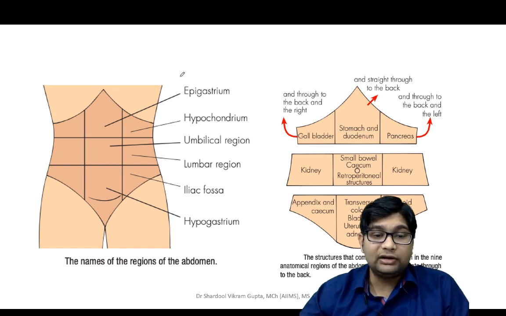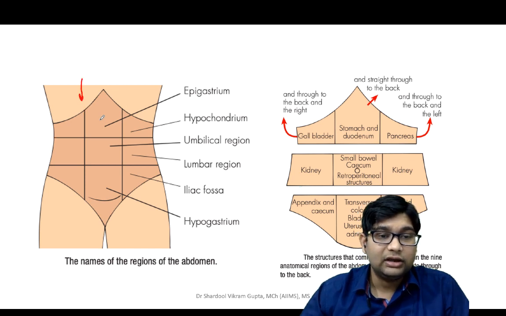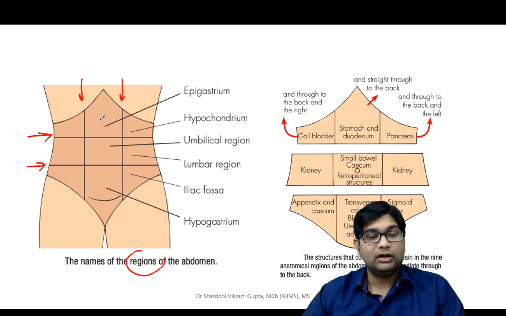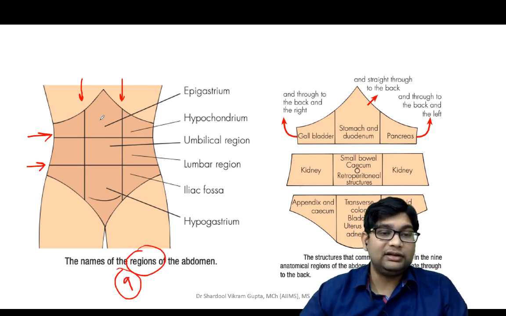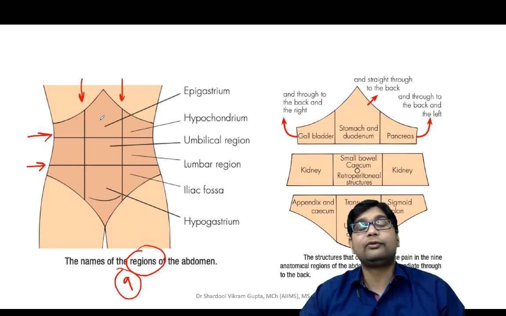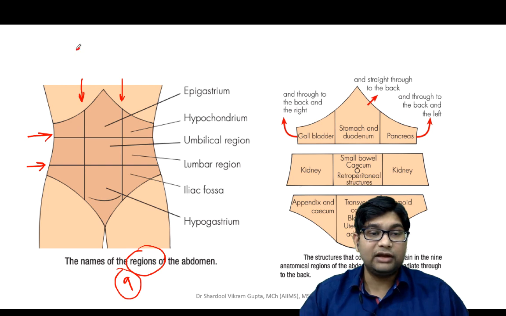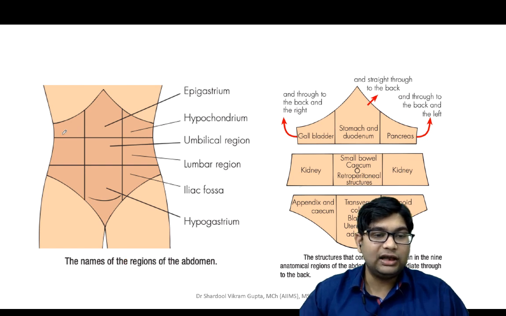The abdomen is divided into certain regions. There are 9 regions. There are 2 vertical lines and 2 horizontal lines which divide the abdomen into the 9 regions. This line goes from the mid clavicular point to the mid inguinal point. So from the midpoint of the clavicle to the mid inguinal point, we draw a line on both sides, and this is actually not a line; it's a plane.